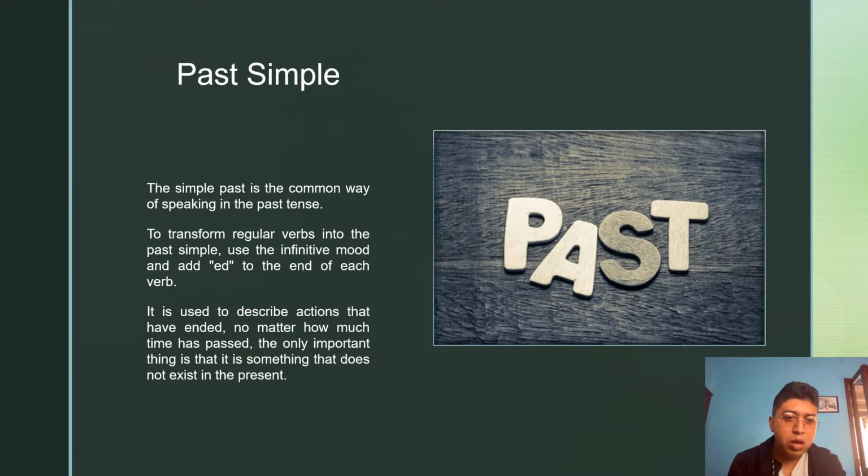Past simple. The simple past is the common way of speaking in the past tense. To transform regular verbs into the past simple, use the infinitive form and add -ed to the end of each verb. It is used to describe actions that have ended, no matter how much time has passed. The only important thing is that it is something that does not exist in the present.